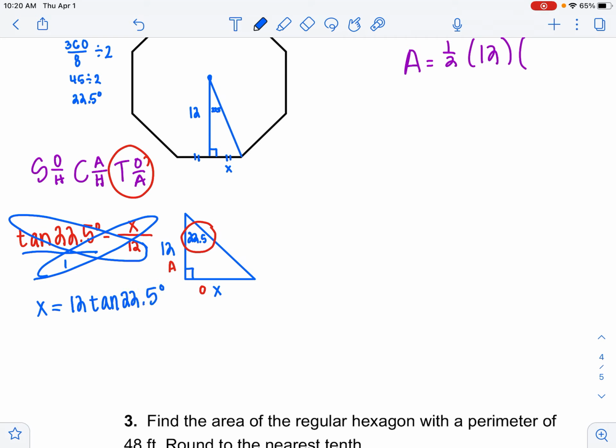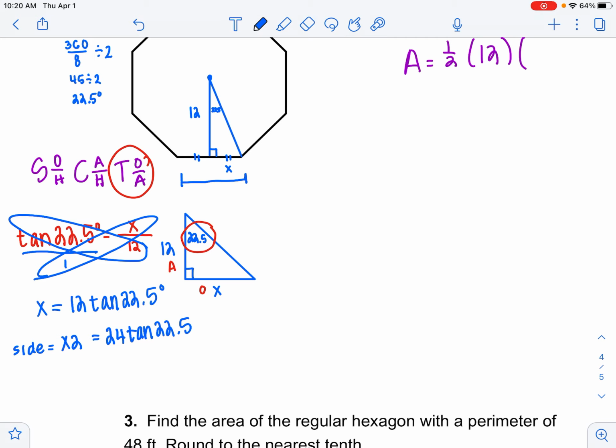All right, let's talk about the mistake that people will sometimes make. They'll sometimes take that and plug this in here. That's not the perimeter. X is not the perimeter, okay? So if I want to get the side length, how am I going to get it? This right here. I'm going to double this, so I'm going to do times 2. If I multiply that by 2, I get 24 tangent of 22.5.